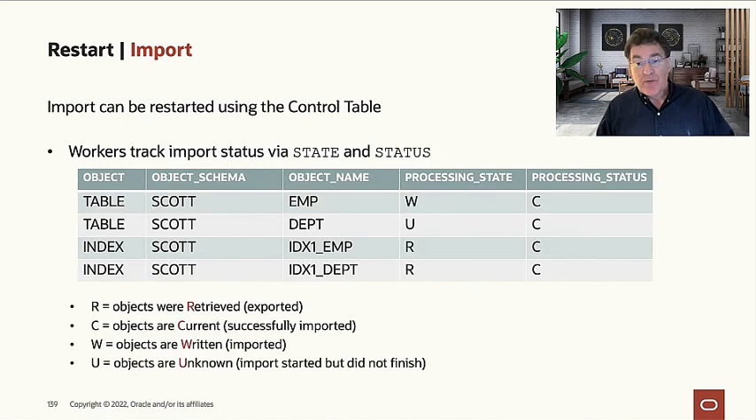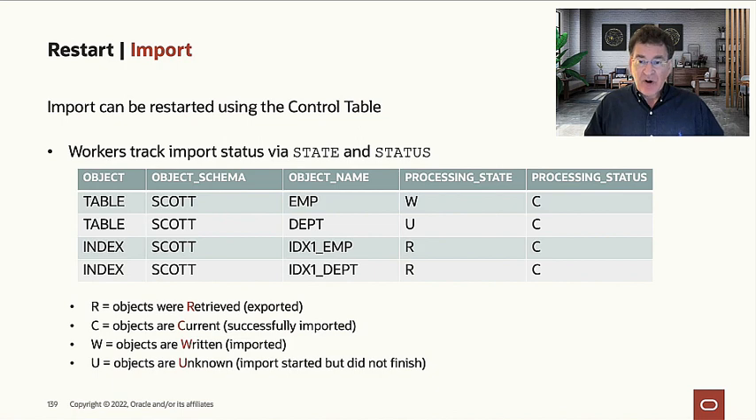Imports can also be restarted using the control table. The tables scott.emp and scott.department were exported along with their indexes. After successful export, the processing_state column for each object row in the control table has the value R, designating retrieved or exported, and the value C in the processing_status column indicates that the objects are current or successfully exported. This is the starting point for an import.